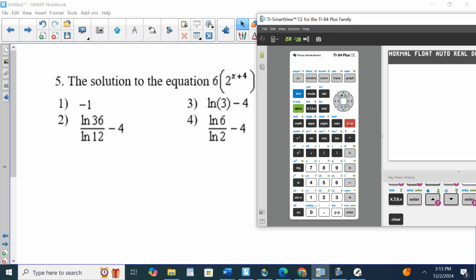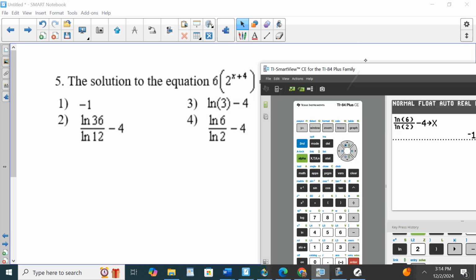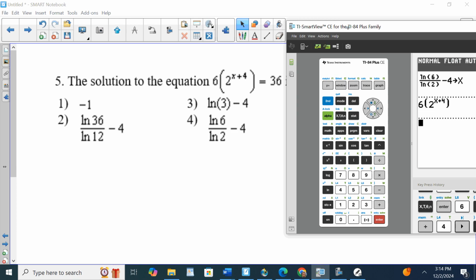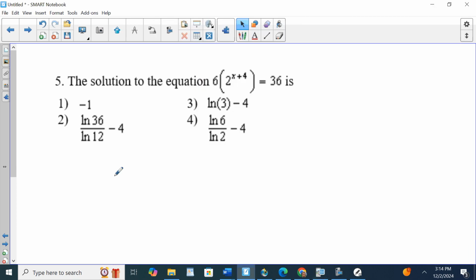I'm not 100% sure. Alpha x, ln 6 over ln 2, minus 4, store as x. I don't care how they give you your potential answer. You store it. Type in the left-hand side, 6 parentheses 2 to the power of x plus 4. My right-hand side is just 36. Does my left-hand side equal my right-hand side? Yes.